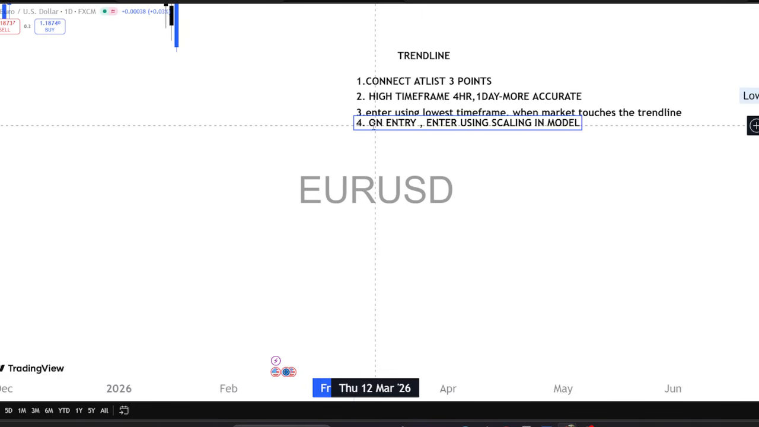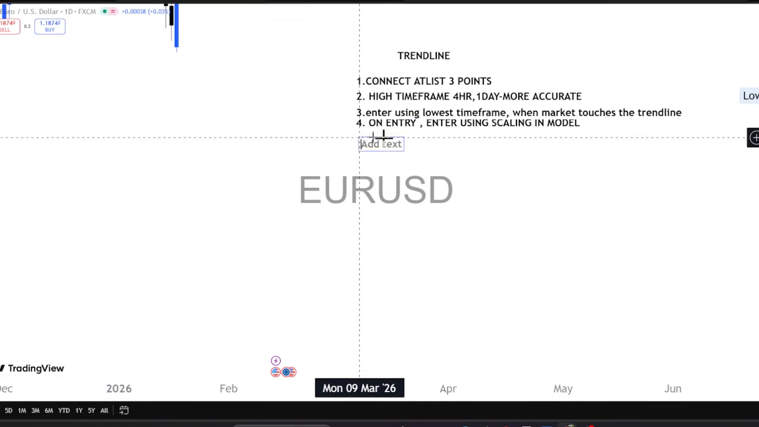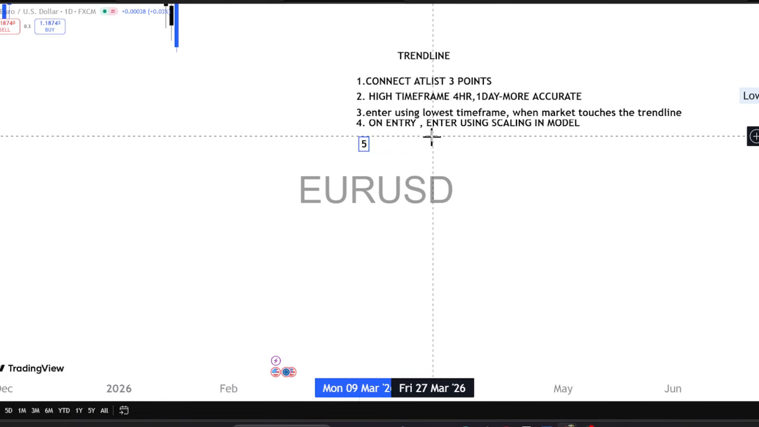Now, this is what you really need to know: to spot and avoid, this is number 5. Before we even talk about precautions, let's talk about this. You need to be able to spot a fake or true breakout.